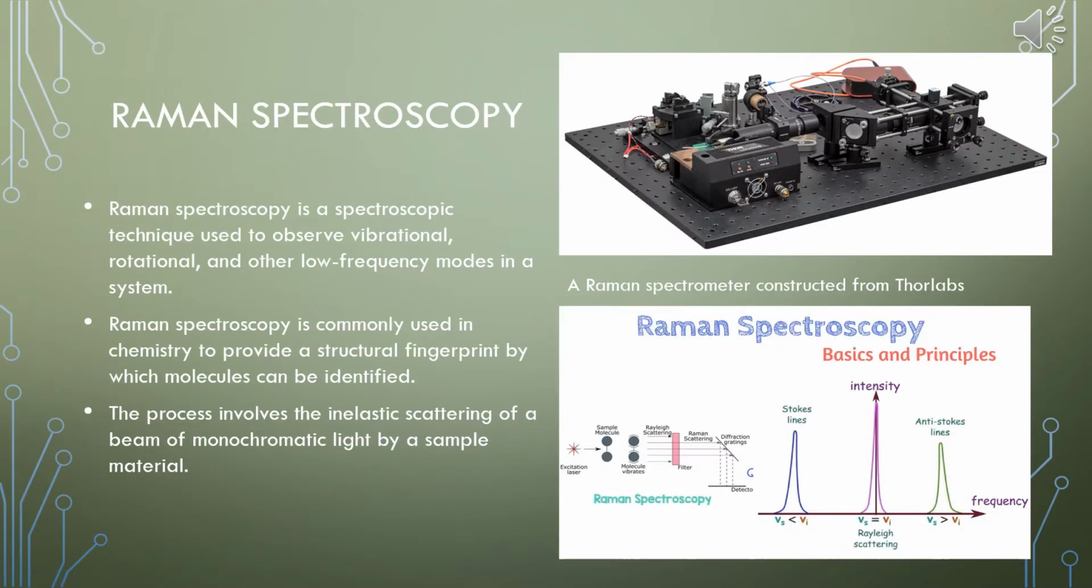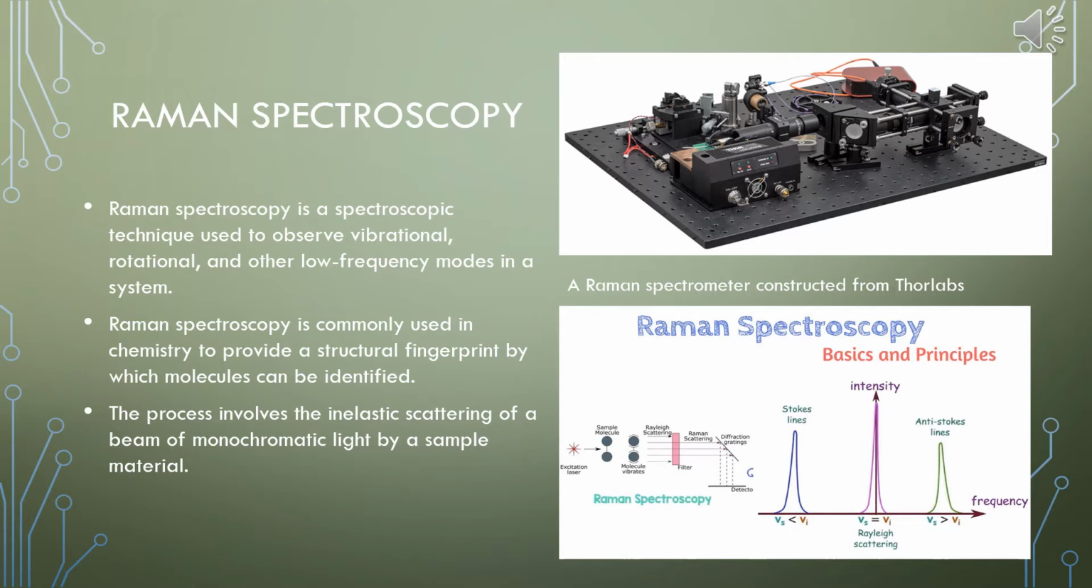Raman spectroscopy, named after Indian physicist Sir C. V. Raman, is a spectroscopic technique used to observe vibrational, rotational, and other low-frequency modes in a system. It is commonly used in chemistry to provide a basic fingerprint of a molecule which can then be identified.